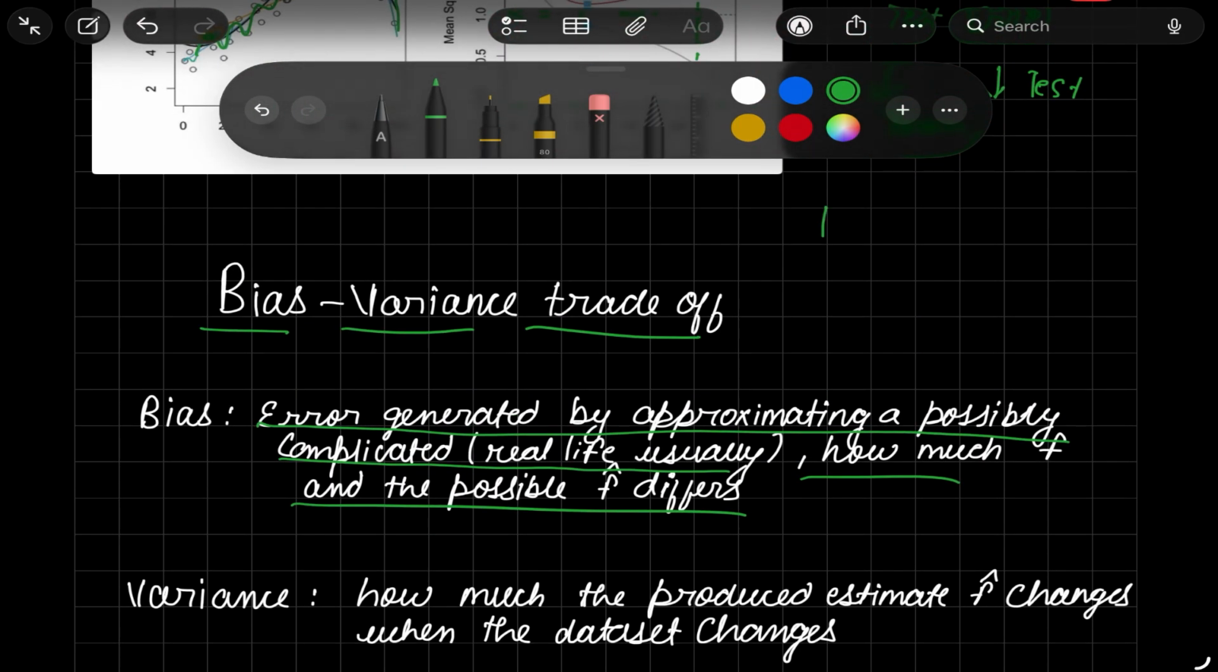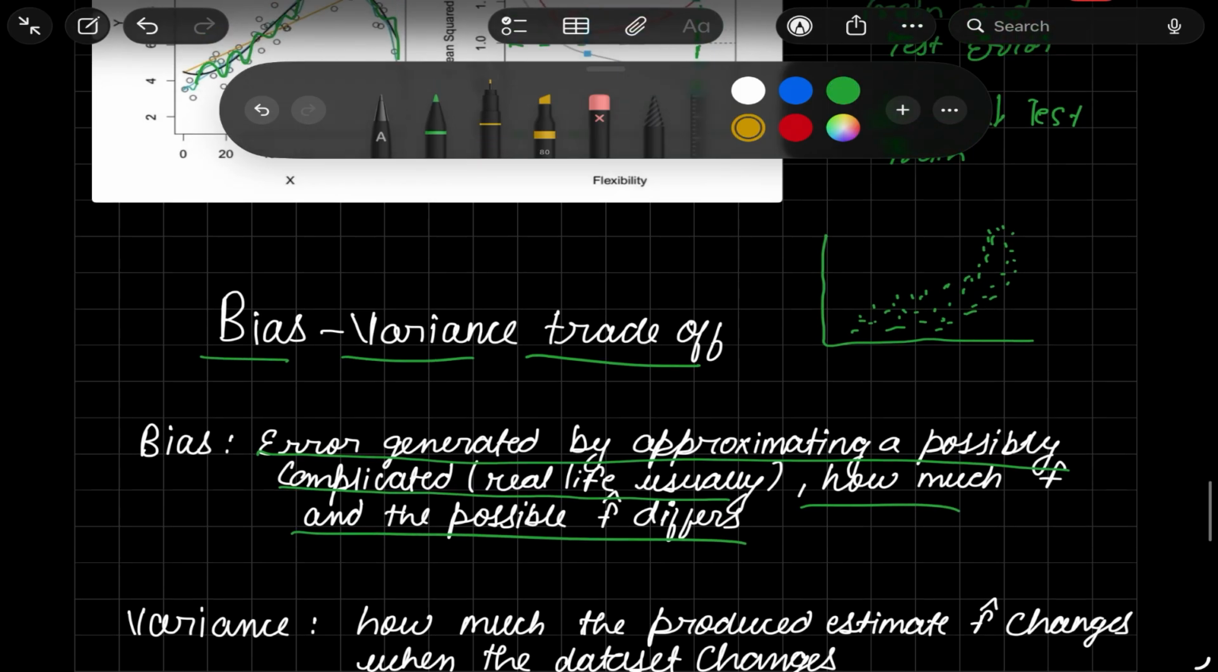Suppose this is the data, and it looks curved like this. Now what we assume is that the data is linear, so we fit a linear line. And it gives a very high error, because the data is not linear. The relationship is not linear.